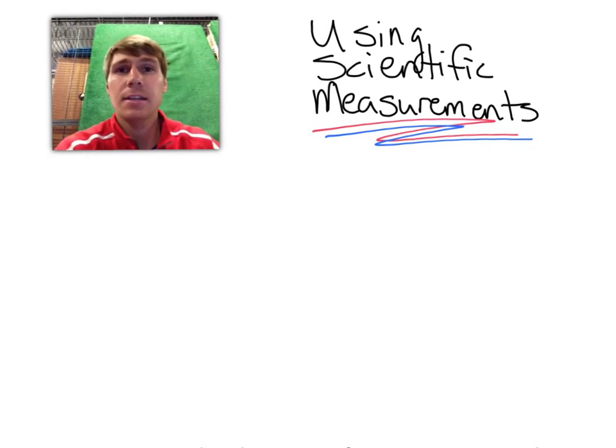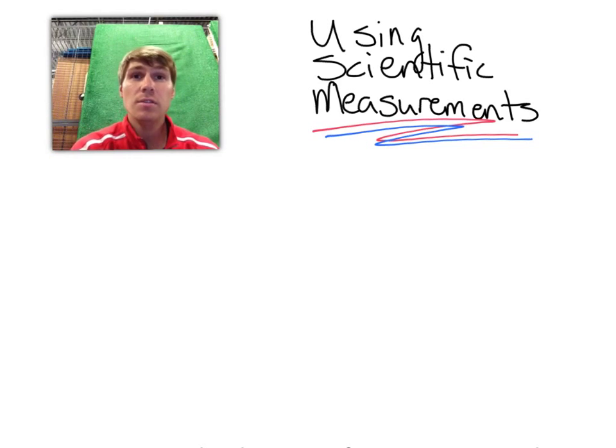Alright, hi guys. Today what we're going to be talking about is using scientific measurements. So this is going to be any measurement that we take during a lab or that we're reading about in any text, and there's going to be some specific rules that go with everything.